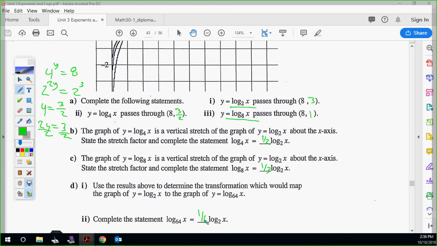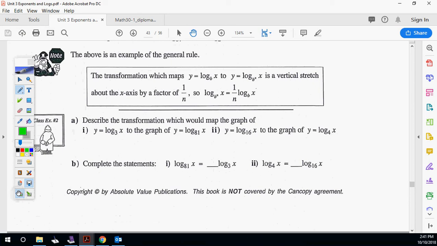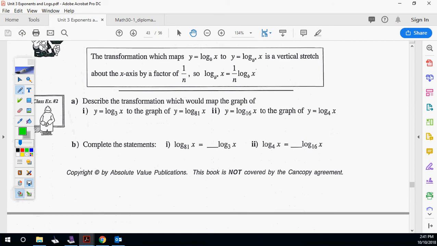Okay, so here's the rule that we just kind of came up with. The transformation which maps y equals log base b of x to y equals log base b to the n of x. See, this is what Jake's talking about. Once you notice the base is b to the n, it's a vertical stretch of 1 over n. Okay?